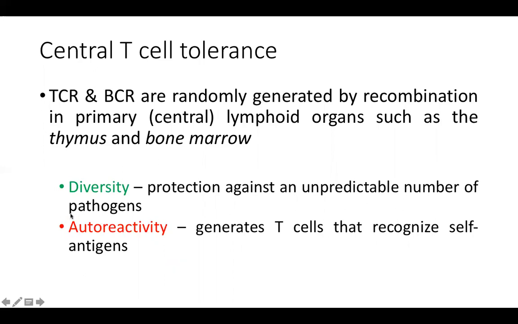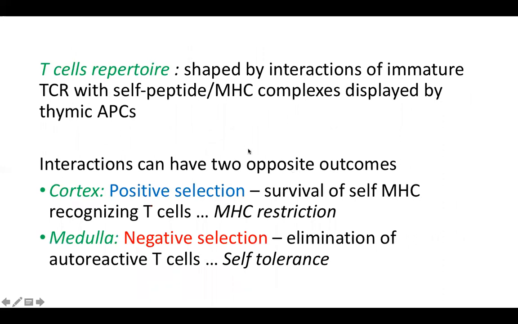But the disadvantage is autoreactivity, that invariably some T cells will recognize your own self antigens. So this problem is solved how? The final T cell repertoire, repertoire is a French word, means range. So the final T cell range will be shaped by interaction of these immature T cells with self-peptide MHC complexes.